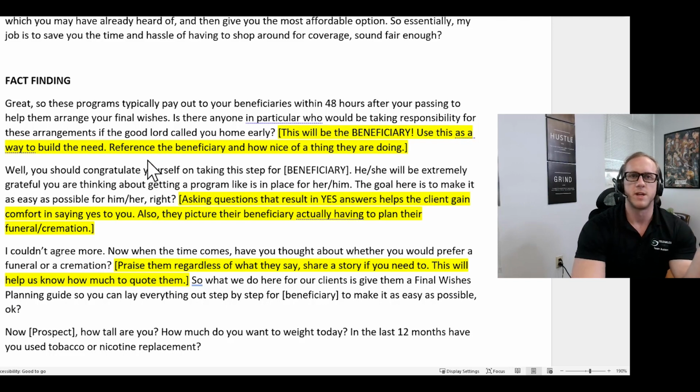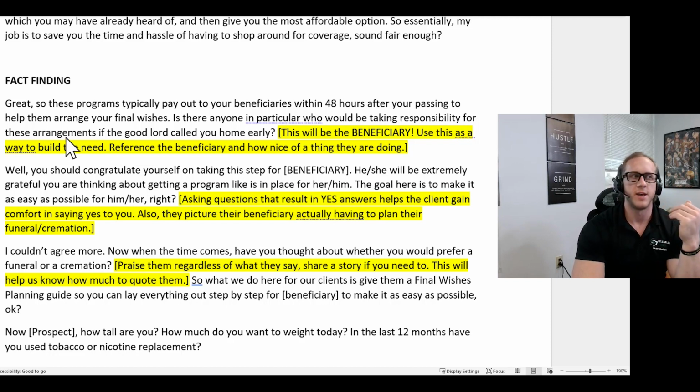So you want to use this as a way to build the need. You're doing it. Oh, wow, that's awesome. I wish more people thought about their children the way you do. And then here too, you want to ask a follow-up question about their beneficiary. So, what do they do for work? Do you have any grandkids? Wow, it looks like you raised an amazing family there. What's one of the nicest memories you have with Johnny?